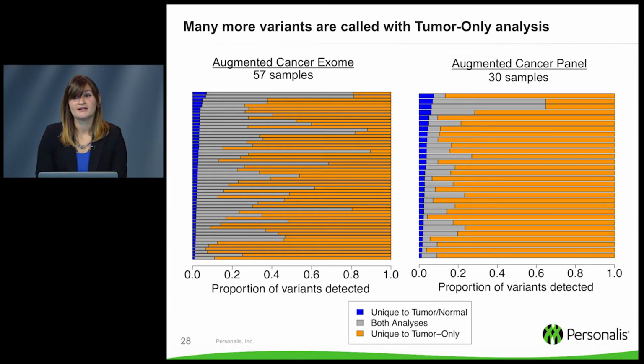And these trends apply to samples sequenced both on our broad cancer panel on the right and with our augmented exome on the left. So the few variants that are unique to tumor-normal, in blue here, were likely filtered out of the tumor-only analysis because of those stringent filters that I described previously. But what comprises the much larger proportion of variants that are unique to tumor-only mode?